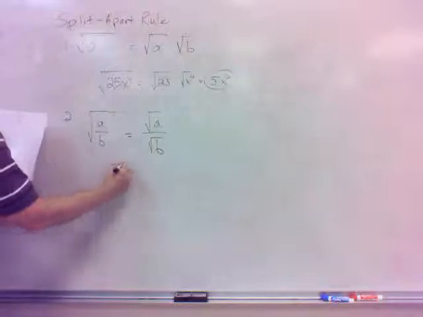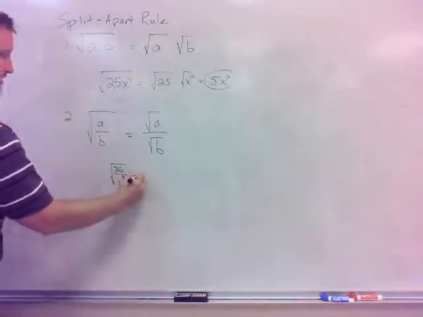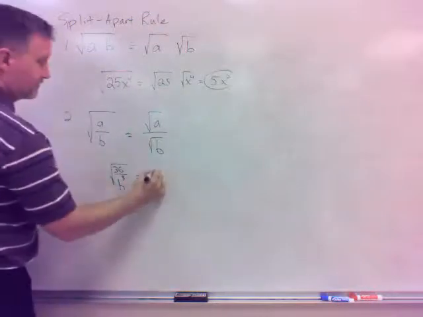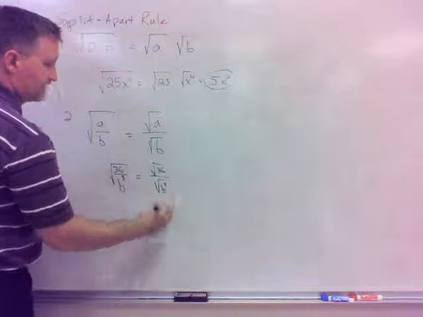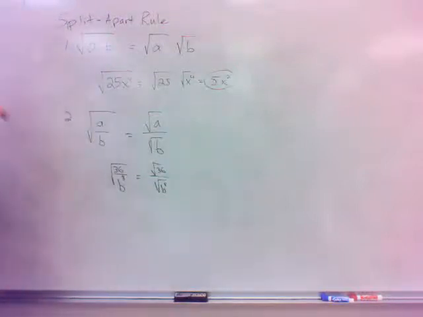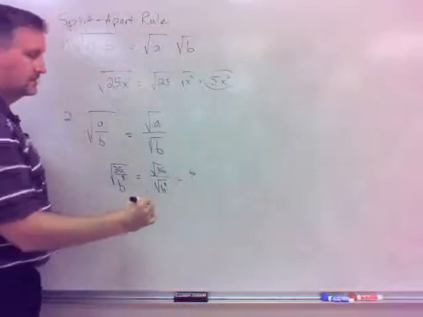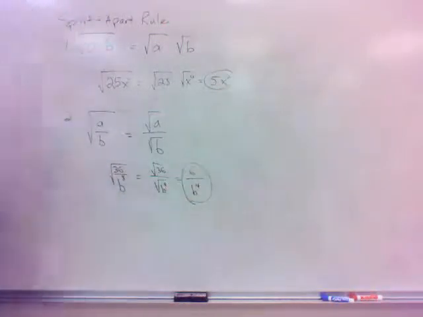And so, for example, the square root of 36 over b to the 8th power becomes, well, I can split that apart. Square root of 36 over the square root of b to the 8th. Square root of 36 is 6. Square root of b to the 8th, b to the 4th. Okay. So those are two helpful rules.